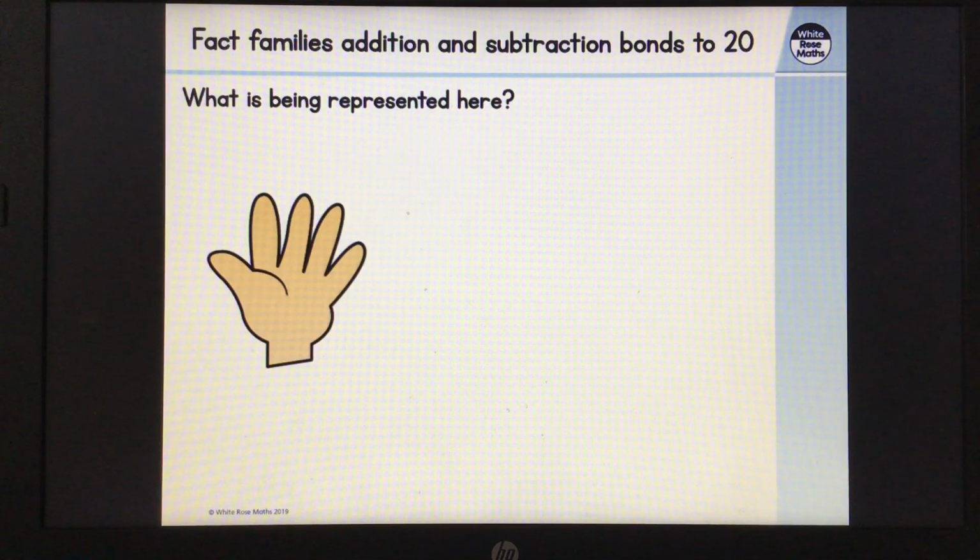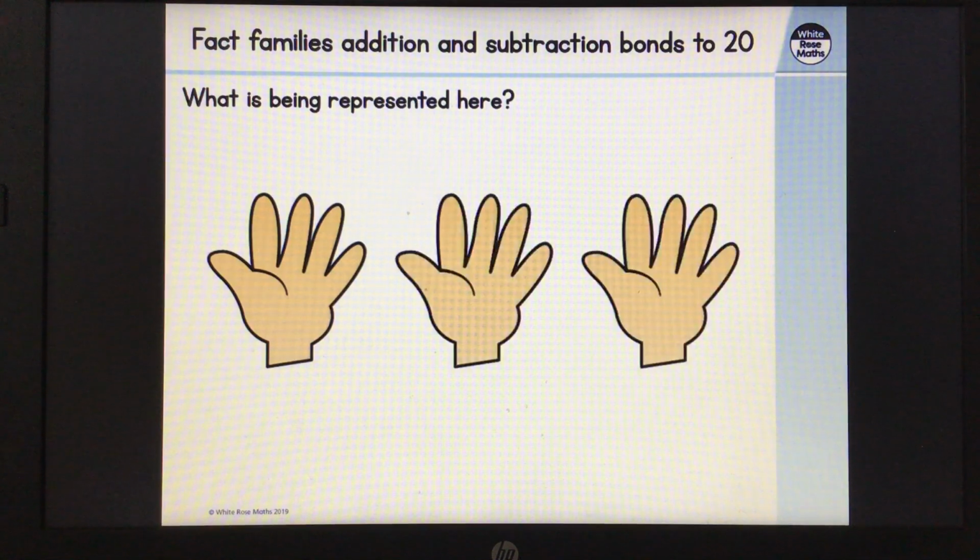Okay, it gets more difficult. What is being represented here? 15. Well done. 5, 10, 15. It's useful, isn't it, having 5 fingers on our hands? Makes counting in 5s really easy.